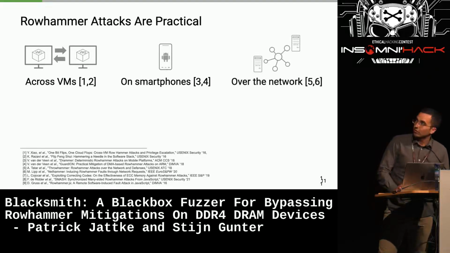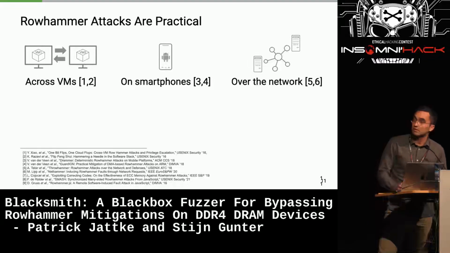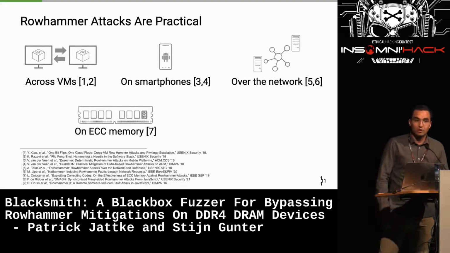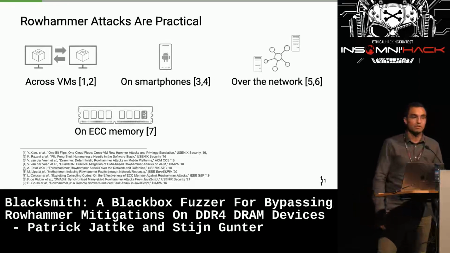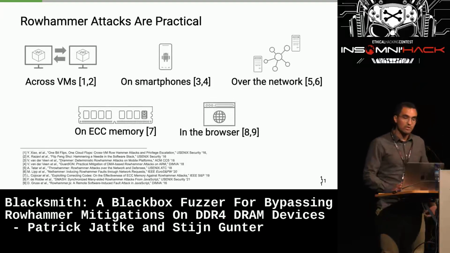Even over the network, so there is RDMA, which basically allows accessing memory directly via the network card, and you can use RDMA to Rowhammer the DRAM device, assuming that your network is fast enough. Then it has been shown that Rowhammer also works on devices that employ ECC. ECC memory is usually used in servers, and Rowhammer also works over the network and in the browser via JavaScript.